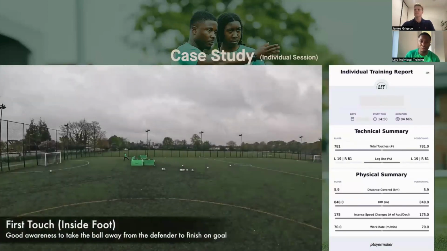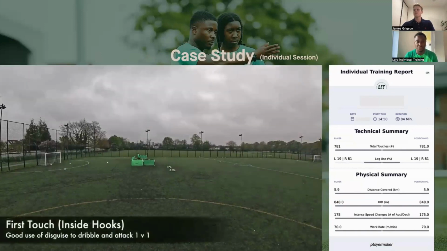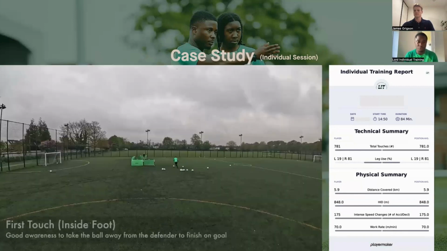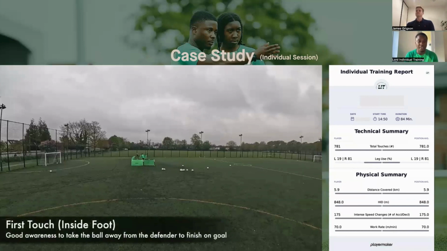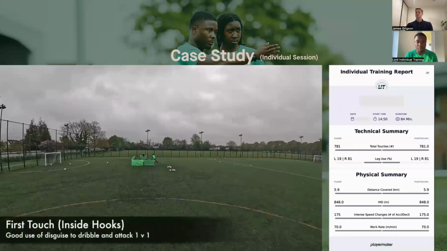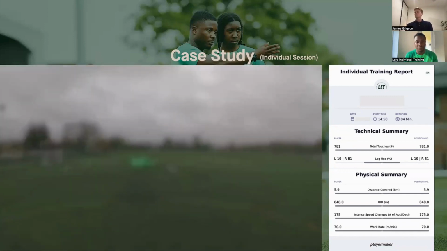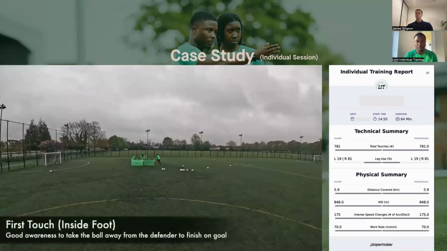Here's a small example of what it looks like within individual sessions. This is a breakdown of what we've done with a player when we had a film session, breaking down what that whole player did within that training session. So again, that's how we link in with our MDT, as we discussed earlier. One, this gives you a breakdown of what they've done on the pitch.